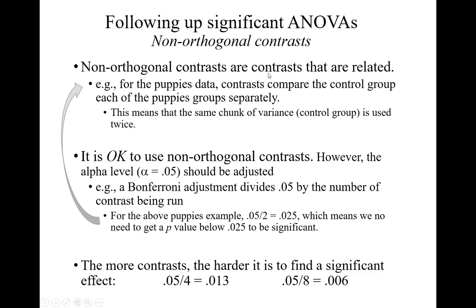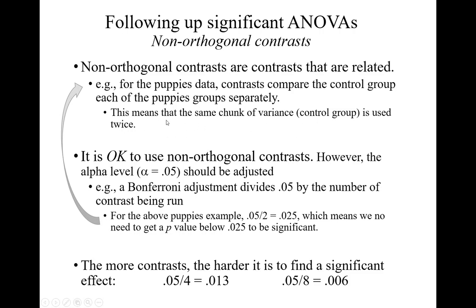Non-orthogonal contrasts are contrasts that are related. So we talked about chunking the data out into different things. For the puppies data, contrast compared to control groups, each of the puppies groups separately. Didn't really explain that very well.